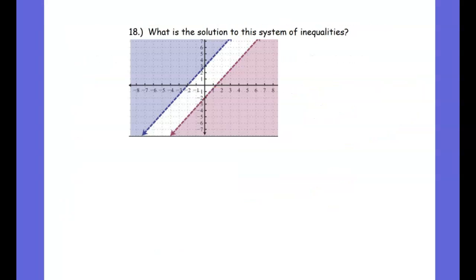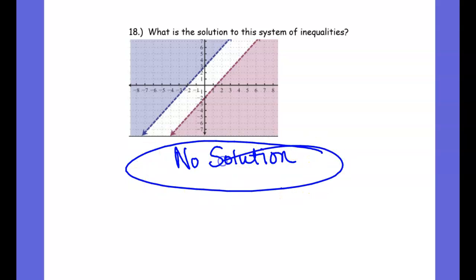All right, number 18, what is the solution to this system? Here's our one that has no solution. Remember, there's no overlapping area, therefore there's no solution. That's how you're going to end up with a no solution.